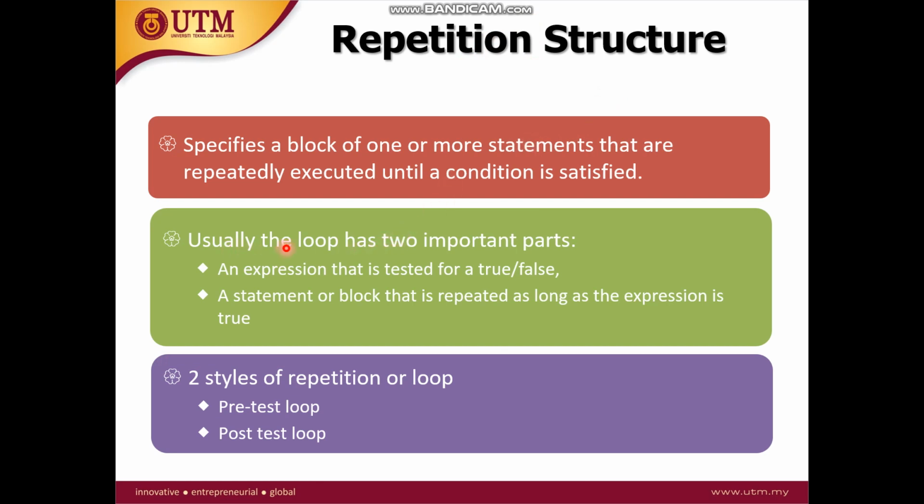So there is this structure called a loop, and this loop has two more important things. The first one, there is an expression that is tested in order to check whether the condition is true or false. And there is a statement or block of statements, or some process, which is repeatedly executed whenever this expression is true. Also, we've got two types of repetition, which are pre-test loop and post-test loop. We are going to talk about them in the upcoming slides.